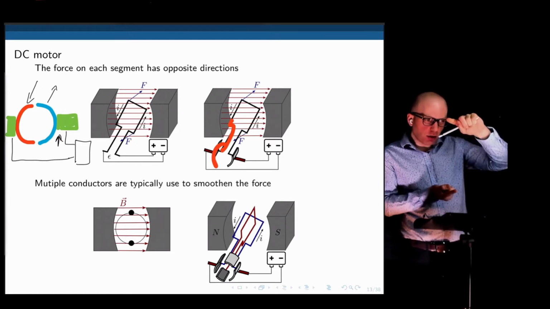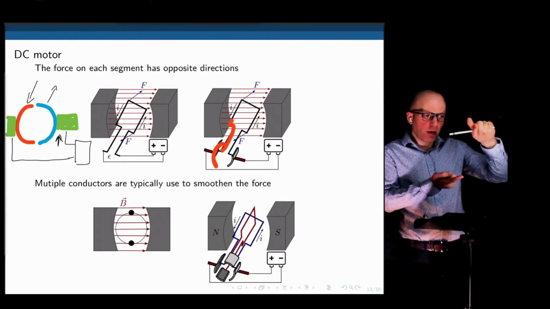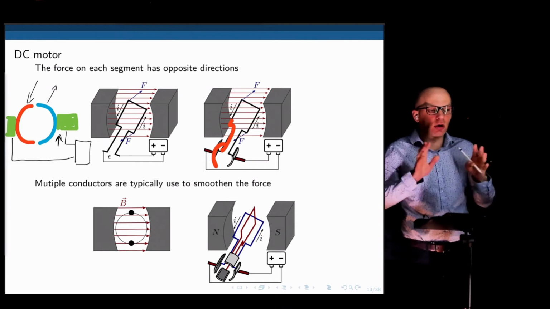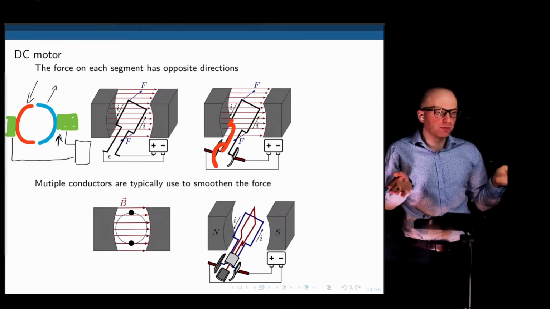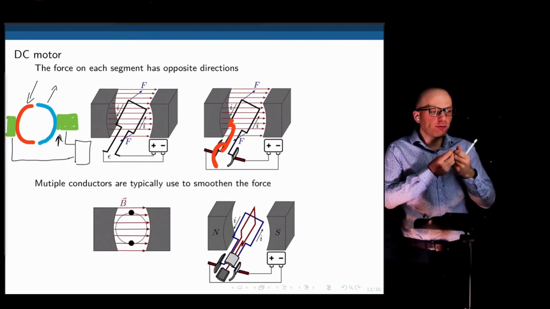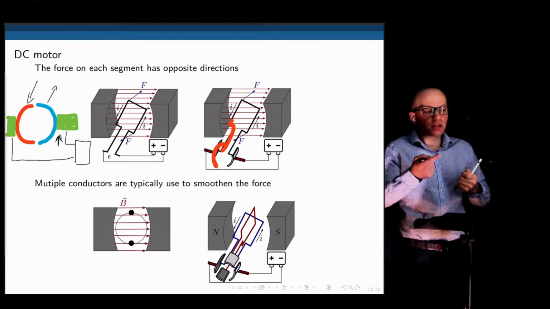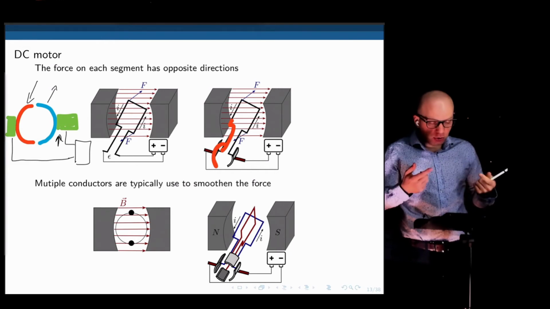As soon as the coil passes the 0 degree mark, and the current is still in the same direction, we all agree that the force would change direction. Right? So how do we fix that? Well, to make the force now go in the opposite direction, we need to reverse the current. How do we reverse the current?